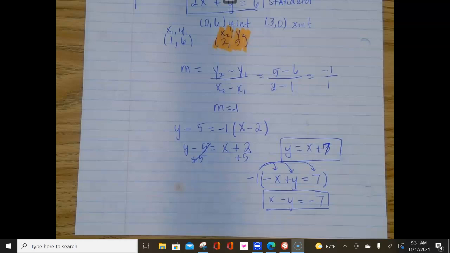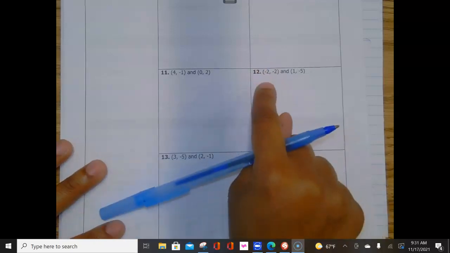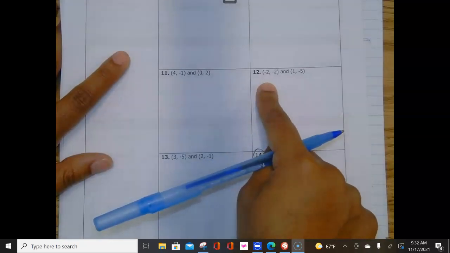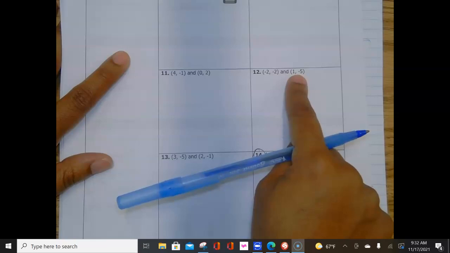Okay, so on this packet, I must have circled, if we have not done number 14, try that one. I'll see if I can get the solution out for you guys real quick. But I'm going to go ahead and do number 12. So what if they give us the 2 points, negative 2, comma, negative 2, and then 1, comma, negative 5?